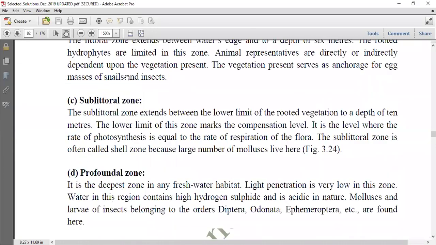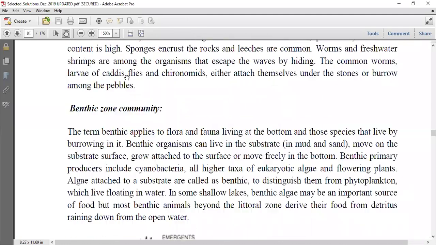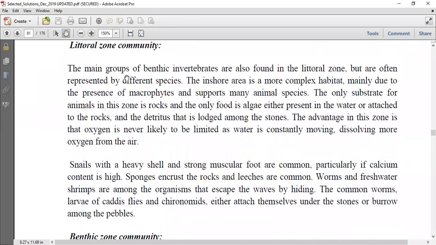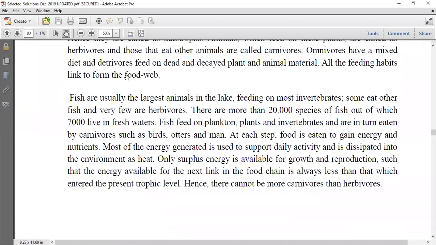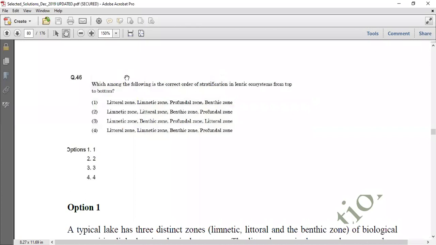Furthermore, profundal and benthic zones are there. You can see here we have the benthic zone community, littoral zone community, limnetic and profundal. So the first option is the correct answer: littoral, limnetic, profundal and benthic. So 46 is the first.